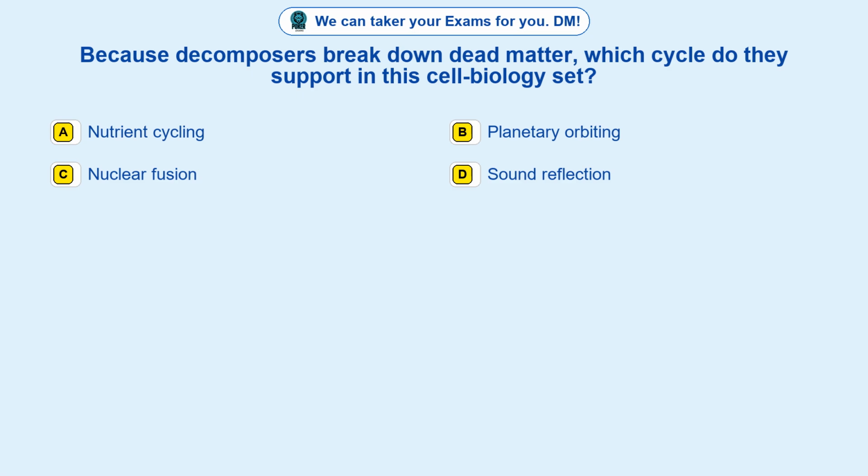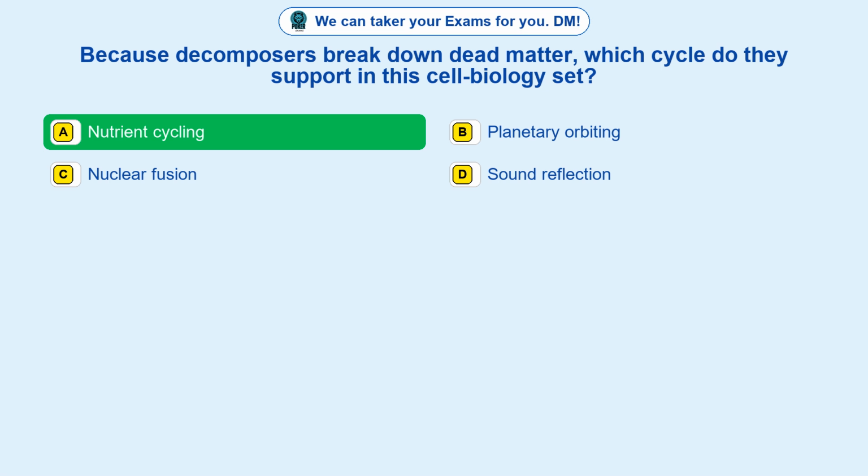Question 19. Because decomposers break down dead matter, which cycle do they support in this cell biology set? Option A. Nutrient cycling. Option B. Planetary orbiting. Option C. Nuclear fusion. Option D. Sound reflection. The correct answer is option A.